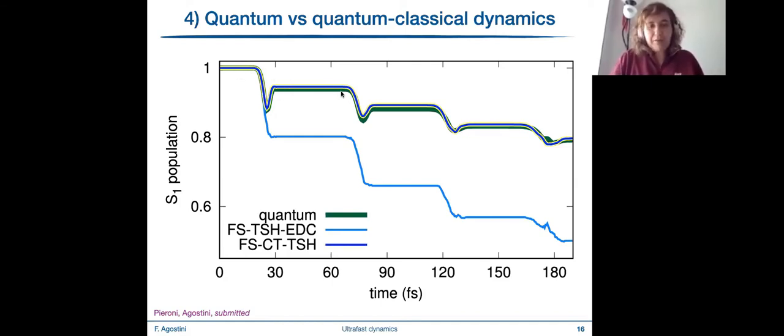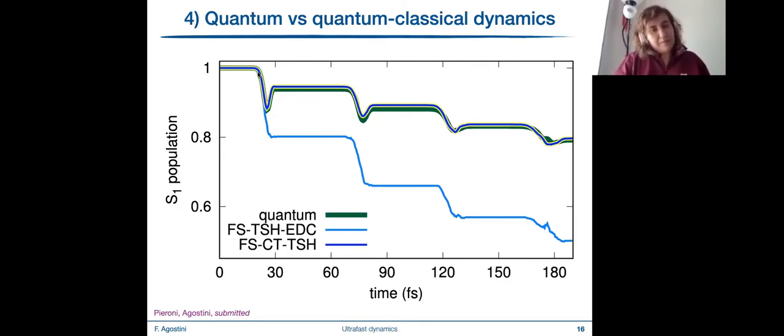In green, the reference results from exact calculations. Light blue, the results from the independent trajectory method, and in dark blue with the yellow around, this is the coupled trajectory method. As you can see, in all cases the S1 population at time zero is one because the system is prepared in the excited state.